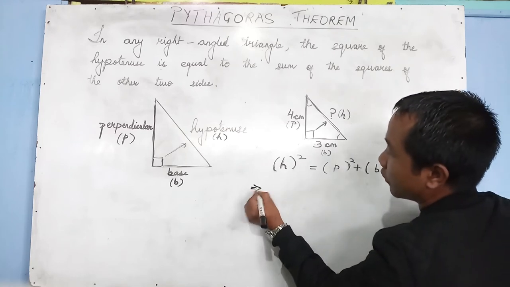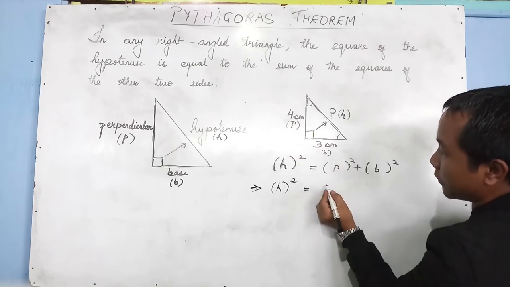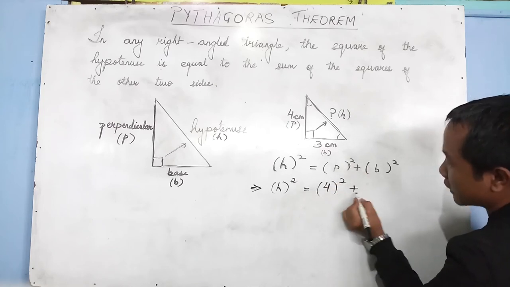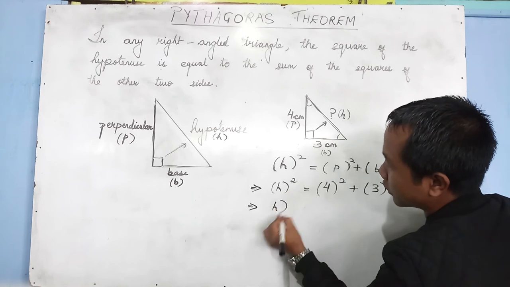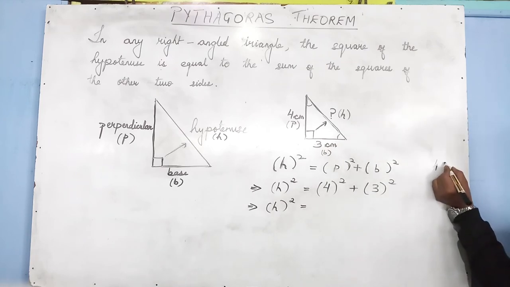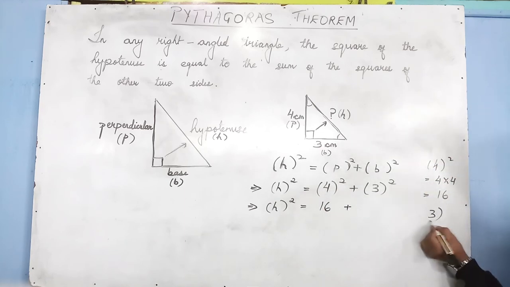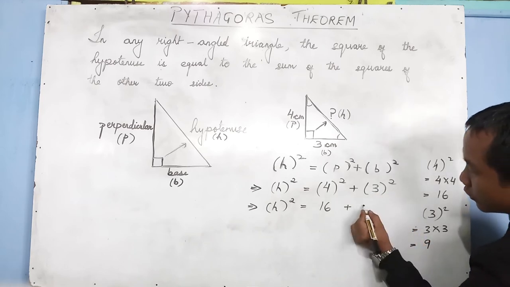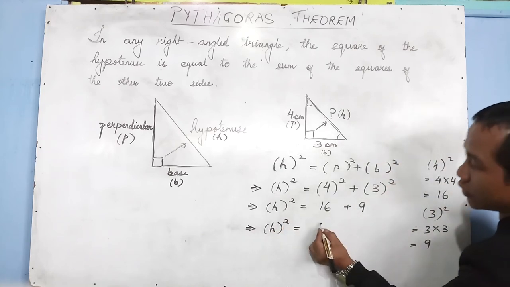Now H square is equal to, we have the value of P, that is 4 centimeters, 4 square, plus, again we have the value of B, that is 3 square. Next, H square is equal to 4 square, which means 4 multiplied by 4, that is 16, plus 3 square, which means 3 multiplied by 3, that is 9. Our next line, H square is equal to 16 plus 9, which is 25.